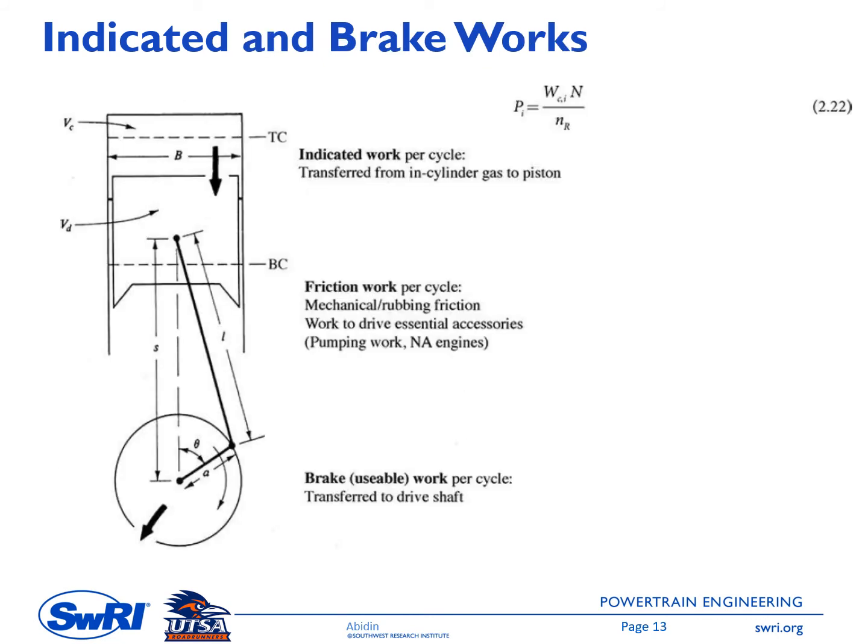This feature helps us understand the difference between indicated work and brake work. So indicated work here, assuming that we have a net indicated work, is the work transferred from the in-cylinder gas to the piston. So this is the work, okay? And then the usable work, the work that is used to propel this crank mechanism, is called brake work.